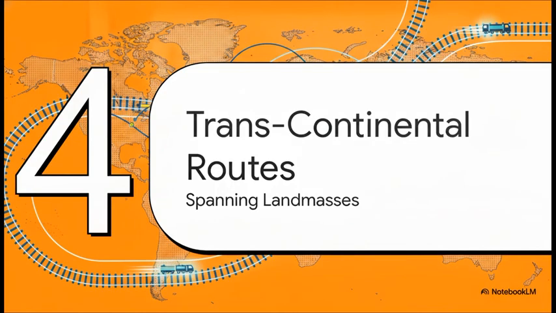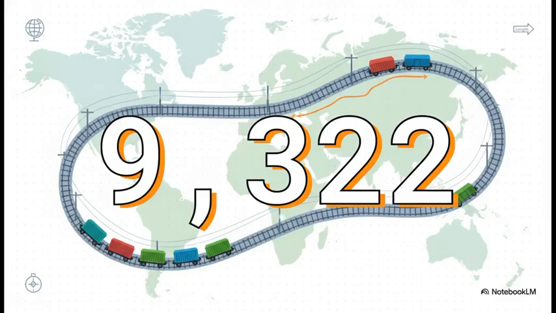That brings us to our fourth and final section, transcontinental routes. We are scaling up to the macro level now, looking at railways that span entire continents from coast to coast. Just let this number sink in for a second. 9,322 kilometers. That is the staggering length of the Trans-Siberian Railway. It proudly holds the title of the longest double-tracked electrified transcontinental railway in the entire world.